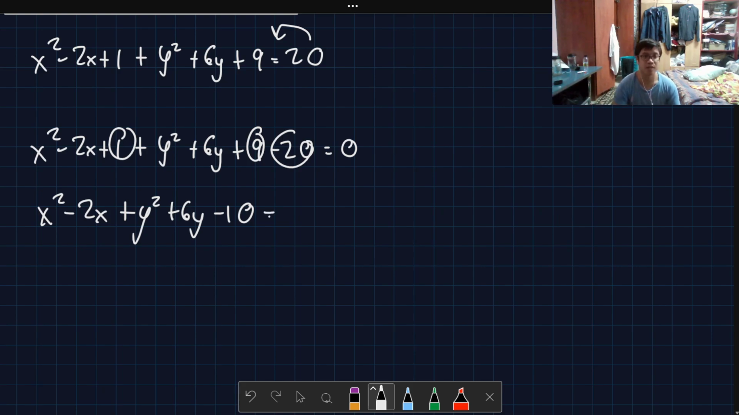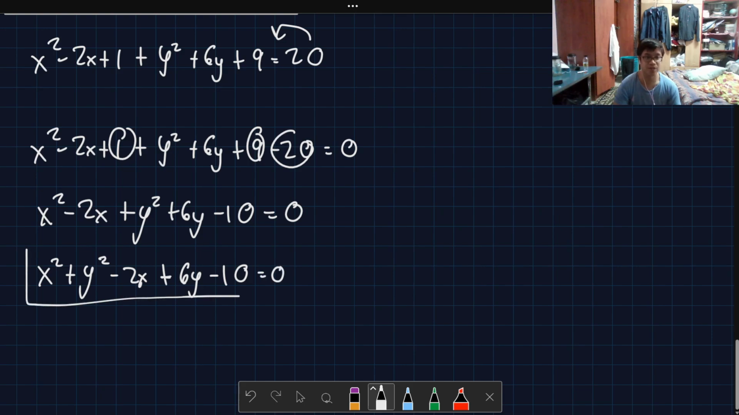Then lastly, you have to rearrange them according to their exponent, from the highest exponent to the lowest exponent. So therefore, we will have x squared plus y squared minus 2x plus 6y minus 10 is equal to 0. And that is your final answer. And that is all, guys.